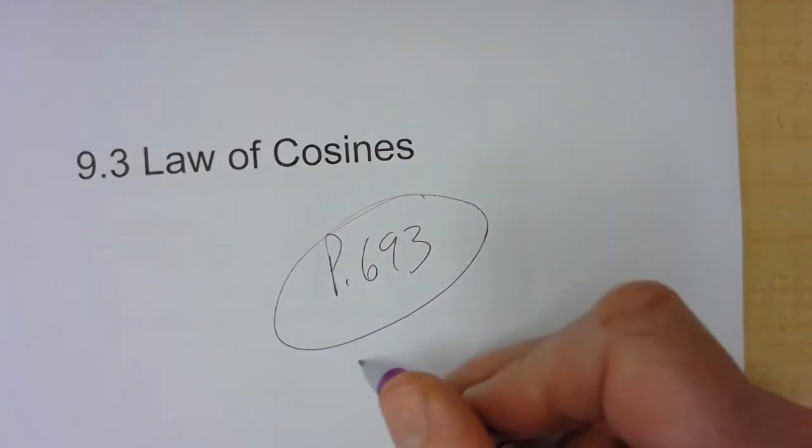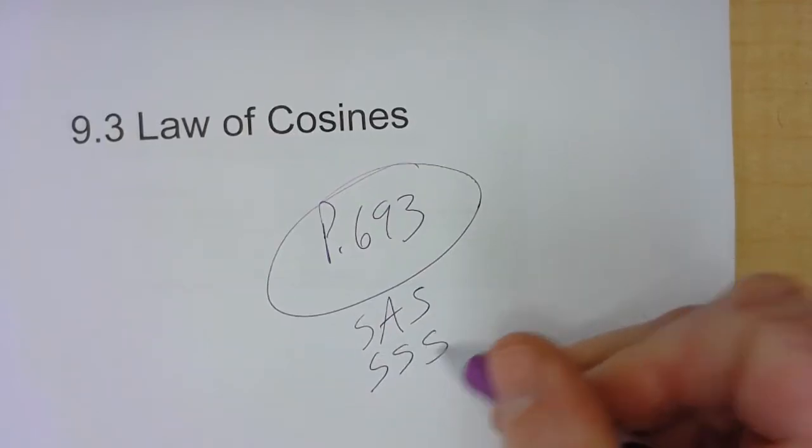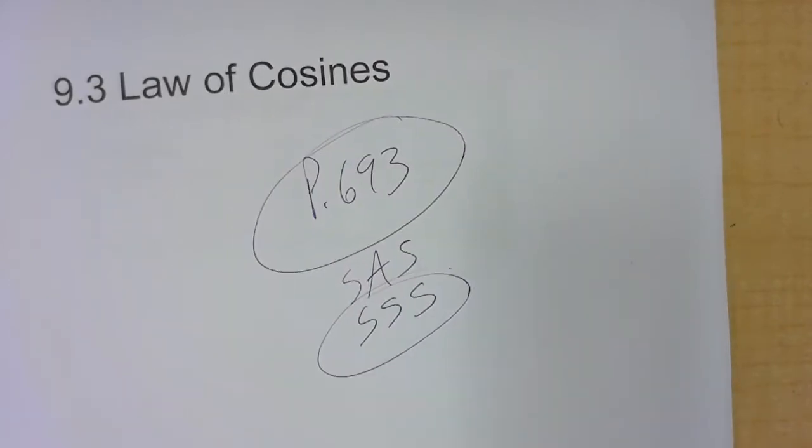The first case is side, angle, side, and the other case is side, side, side. So you don't even need to know any angles, and you can figure out the angles where the law of sines won't do that. So these are the two cases where it works.